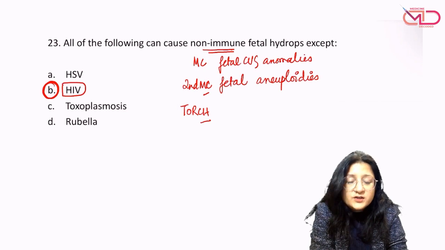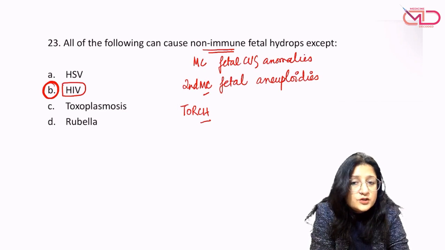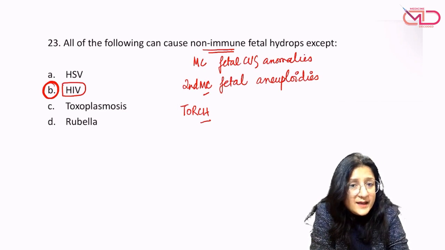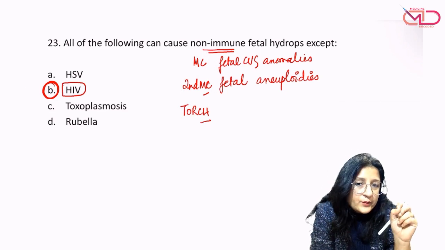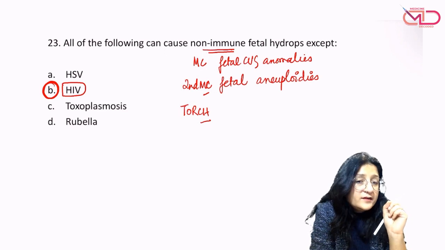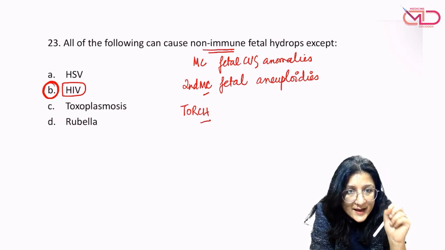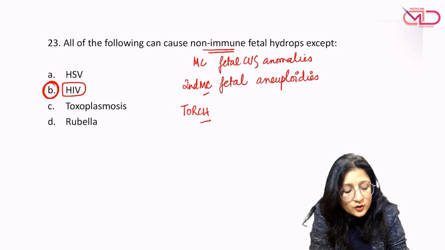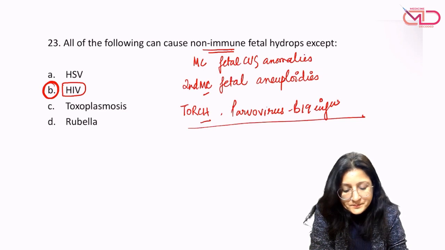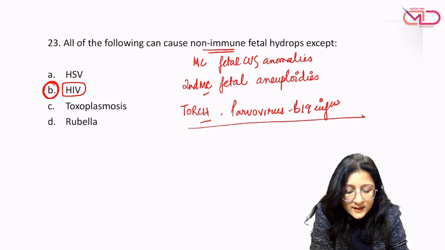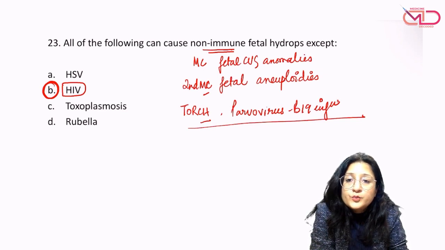Your HSV, toxo, rubella, the TORCH group of infections, they can cause non-immune fetal hydrops. And also I would like to point out here another very important fetal infection which can cause non-immune fetal hydrops along with TORCH is parvovirus B19 infection of the fetus as well, right? So yes, the correct answer here is option number B.